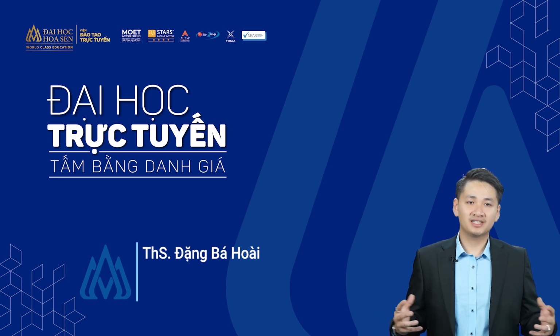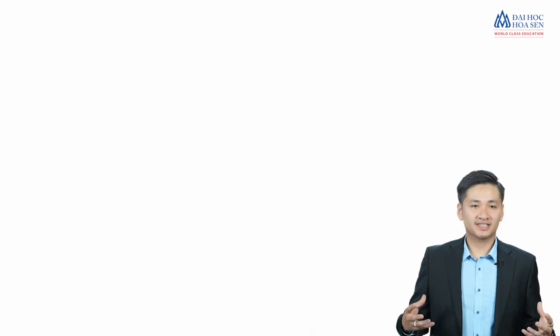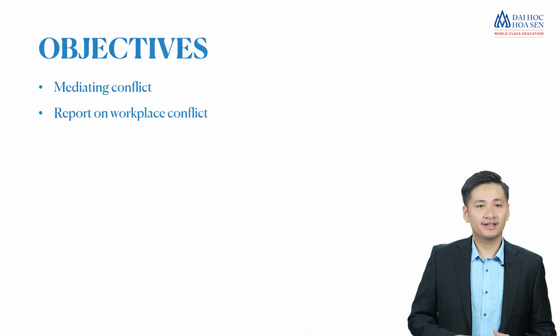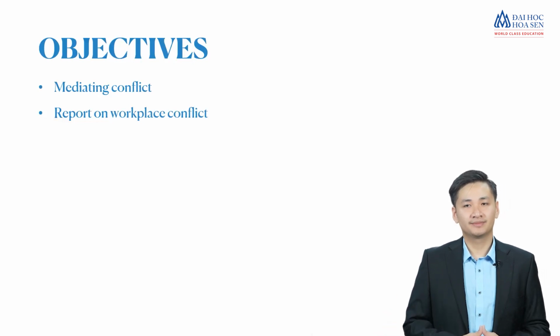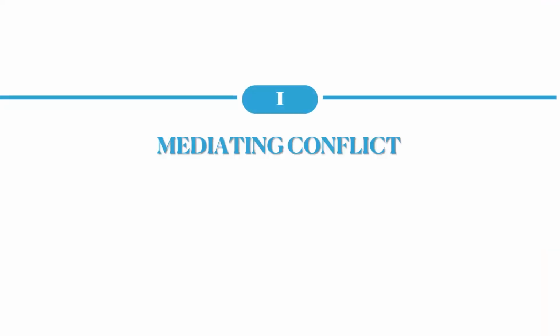So today for chapter 6, we will be going through part 2 of managing conflict. The objective for today is to learn about mediating conflict and reporting on workplace conflict. So we will have two parts: mediating the conflict, and then understanding how to write and report on workplace conflict. For the first part, mediating conflict.